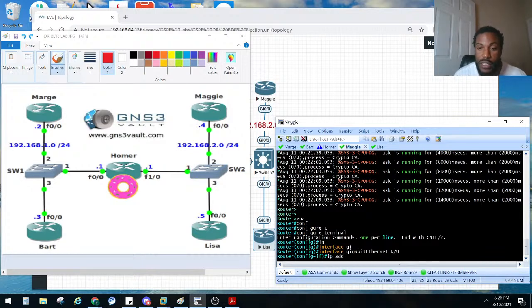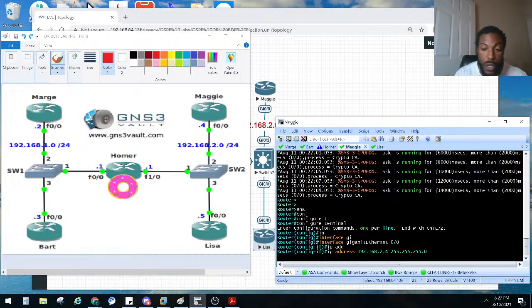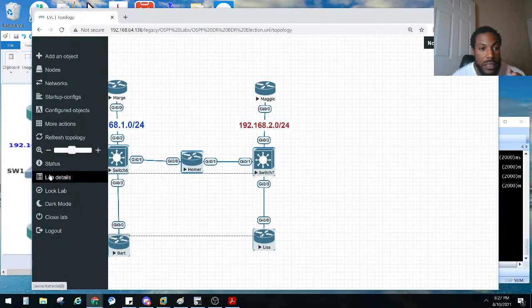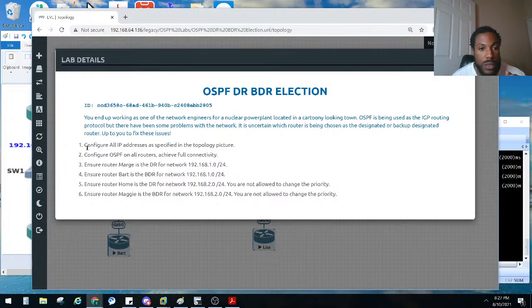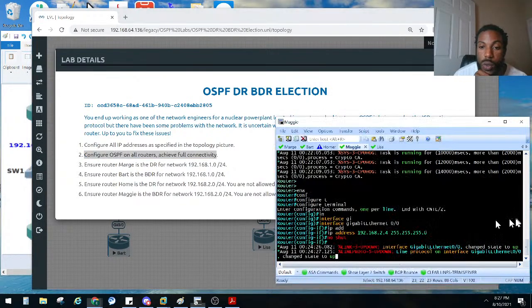So IP address is 192.168.2.4, and I'm trying to bring everybody along with us, even the people that don't know what a subnet mask is. .0, no shut. I think we're done with all the IP addressing and the host names. Now, what was the next task? Lab details. We did the IP addressing. Configure OSPF on all the routers and achieve full connectivity.